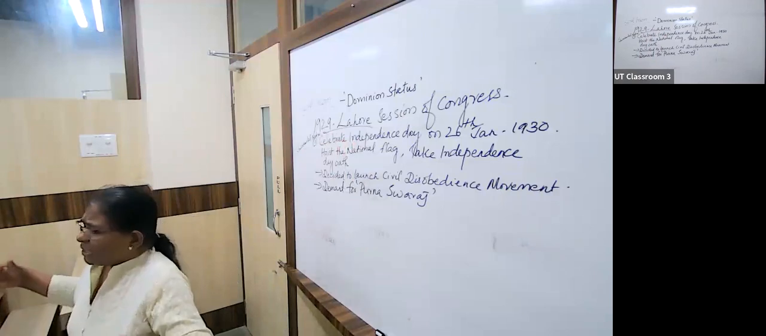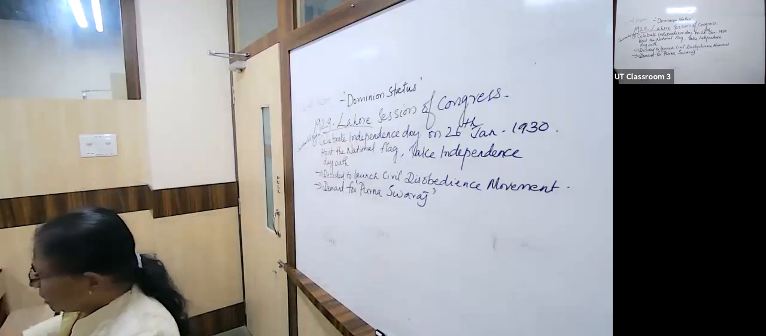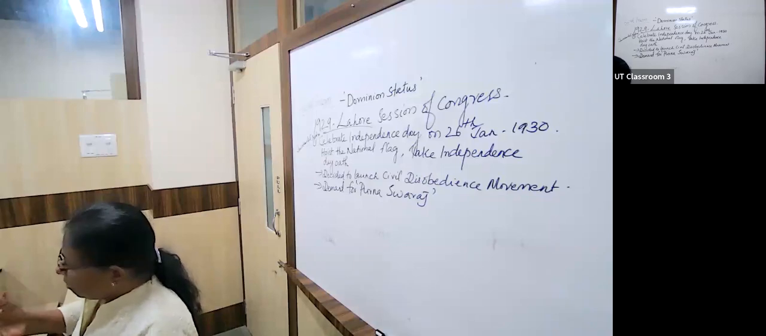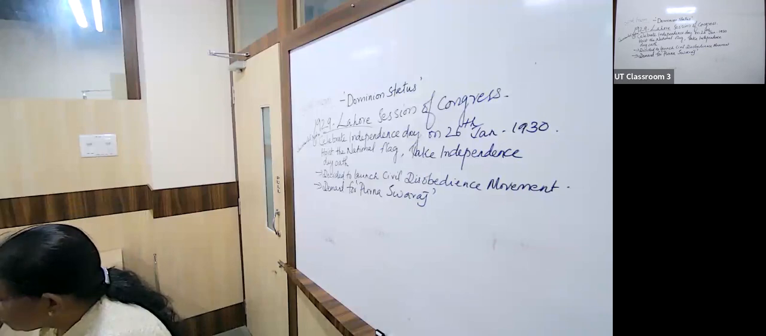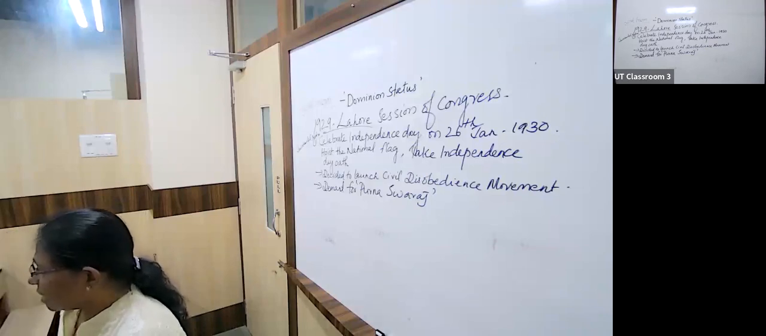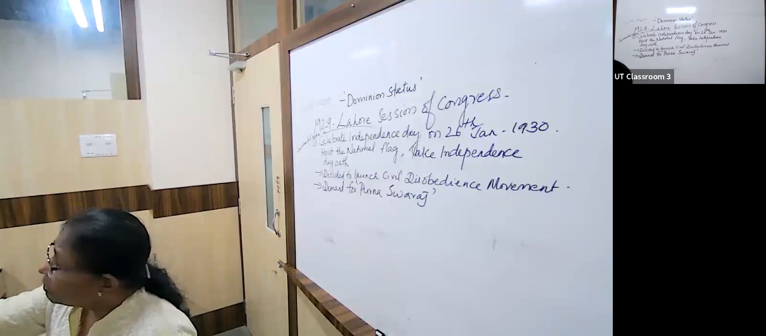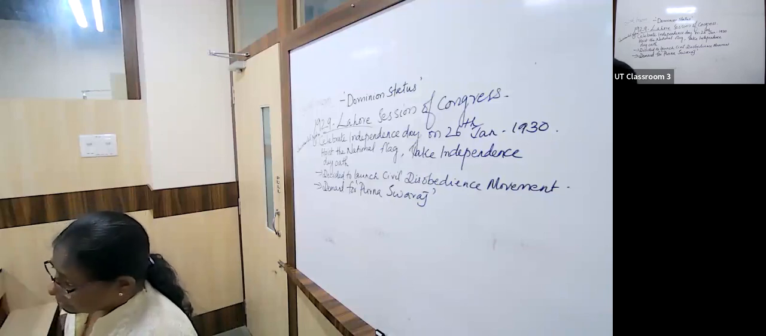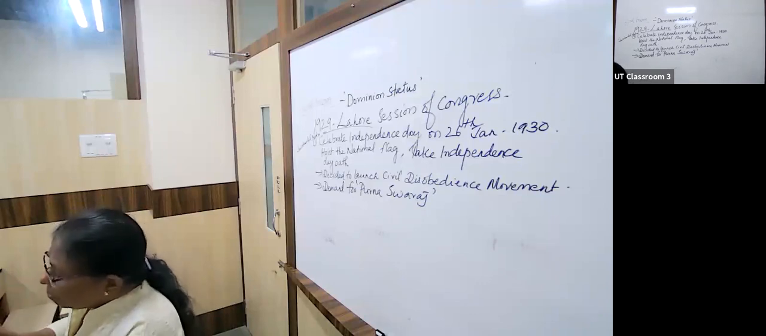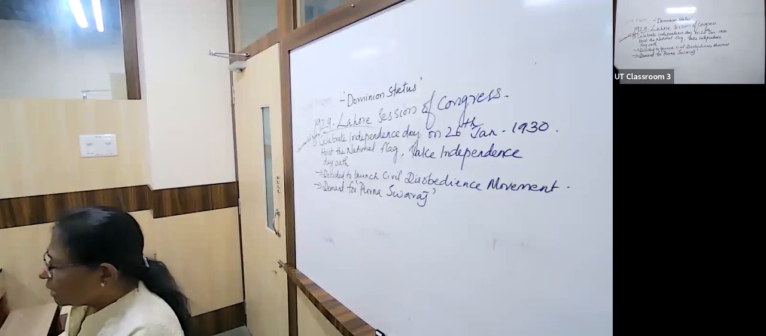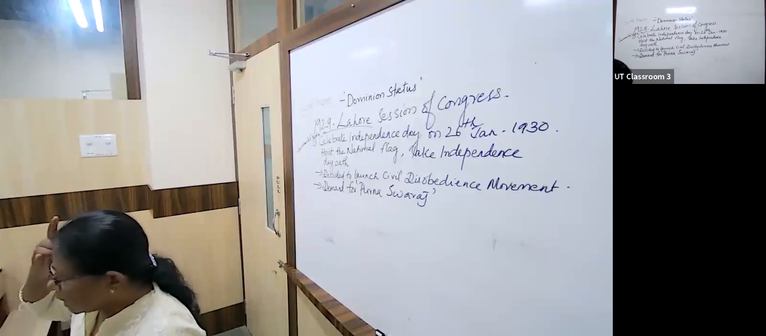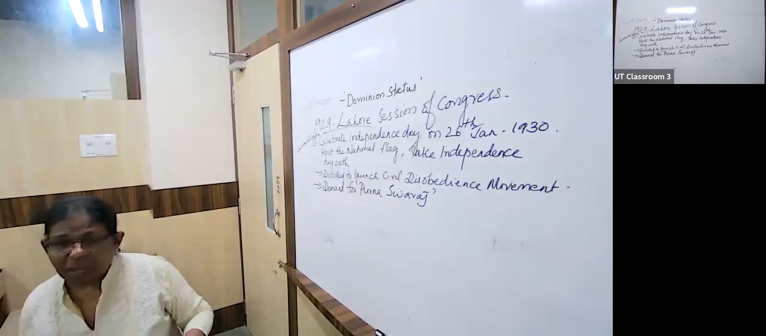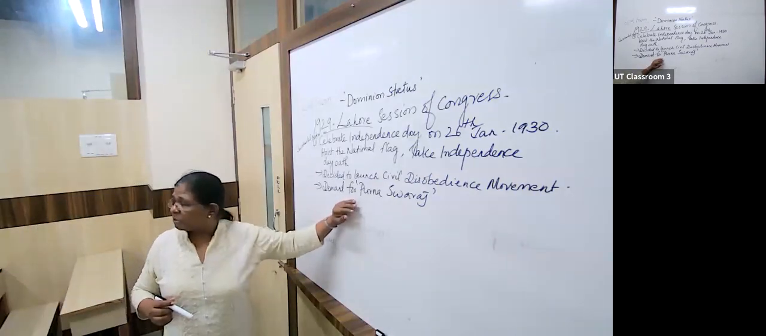Now, it did not give that much momentum because nowadays it is very easy for people to get the news, to run the news with their hand. But at that time, how would it reach all the people? So, not that much momentum. Still, people participated in the hoisting of the flag and the Independence Day pledge. Okay. Now, let's see what happened. The British were not ready to respond.